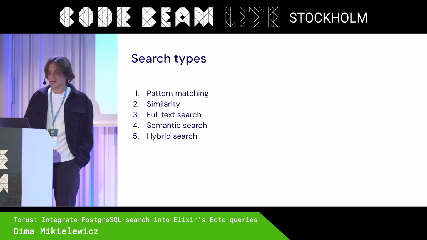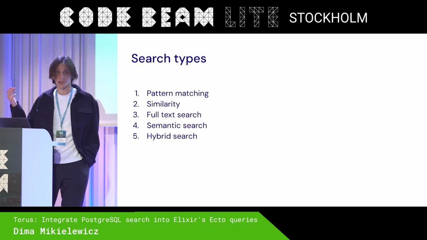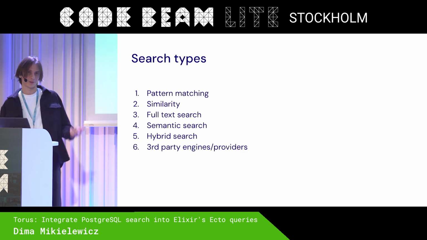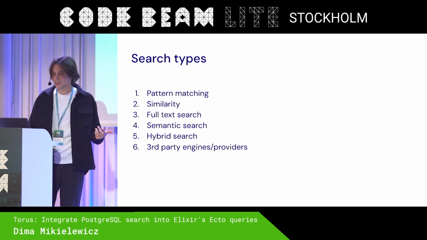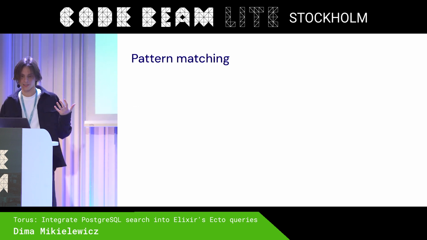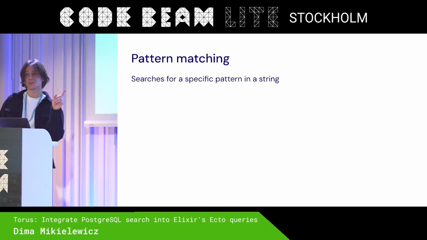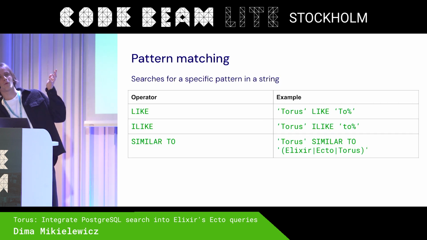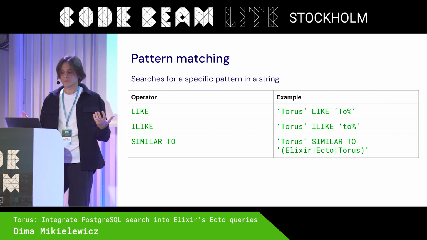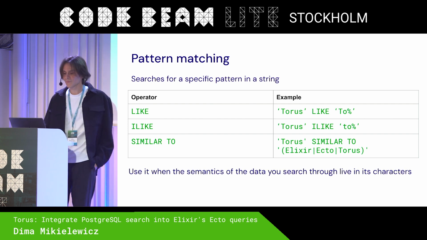So what are the search types that I'm going to talk about today? There are a few of them. I'll talk about pattern matching, and I'll break it down in more detail after this slide. I'll talk about similarity search. I'll talk about full text search. I'll talk about semantic search. I won't talk about hybrid search, but hybrid search is a mix of the 4 searches before. And I also won't talk about third-party engines and providers, since it's not a matter of this talk.